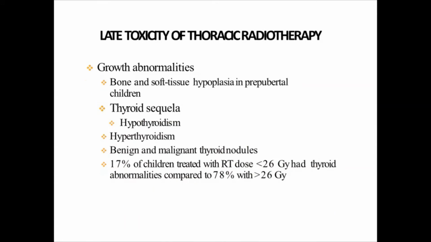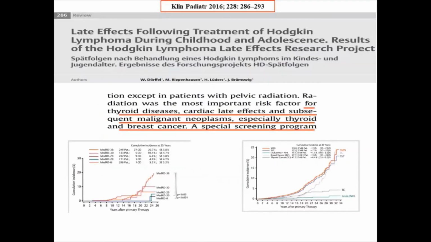So what are the late toxicities of thoracic radiotherapy? They can be growth abnormalities, bone and soft tissue hypoplasia in prepubertal children. They can be thyroid sequelae such as hypothyroidism, hyperthyroidism, and benign and malignant thyroid nodules. 17% of children treated with an RT dose of less than 26 gray had thyroid abnormalities compared to 78% with more than 26 gray. So this is the study.